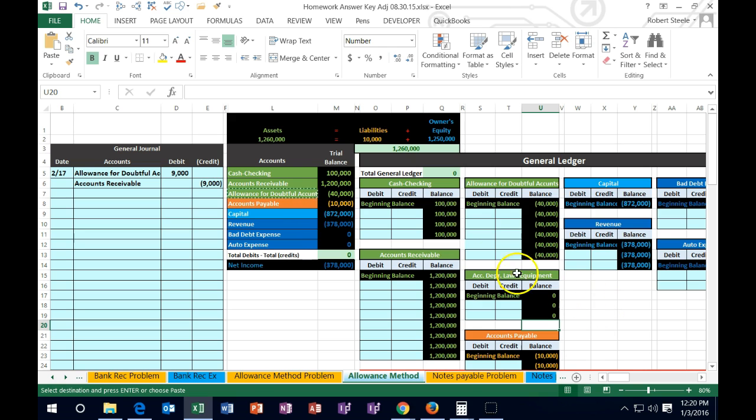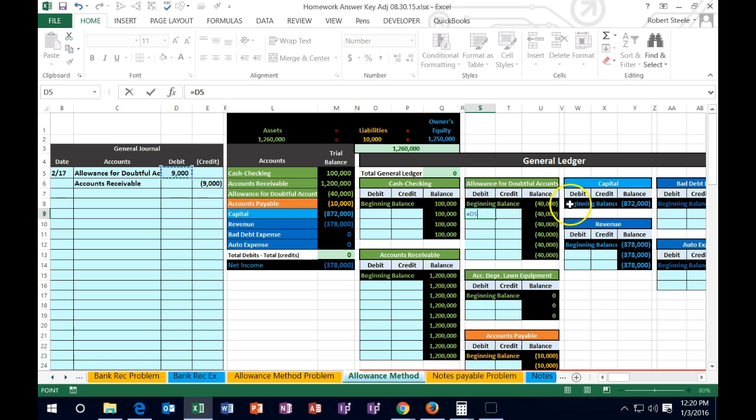So we're going to go to the allowance. Now it's in the same order. Here's the allowance, third account. Here's the allowance on the general ledger, third account. And we have the debit. So we're going to be on the debit side of the allowance. We're in cell S9. We're going to select equals and then point to this 9,000 over here.